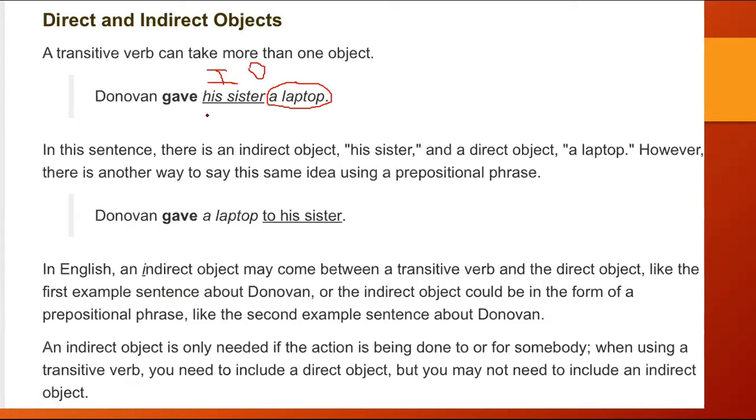Do you understand this? Yes. If you say, guys, that it is a transitive verb, it must have at least one object and it must be a direct object. If we don't have a direct object, that means what? That we don't have a transitive verb.